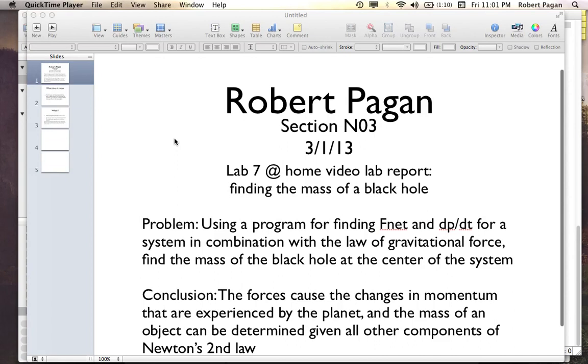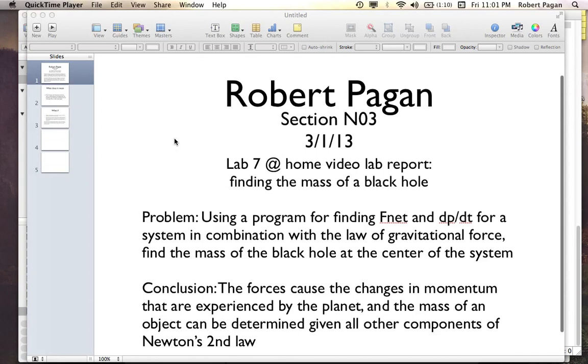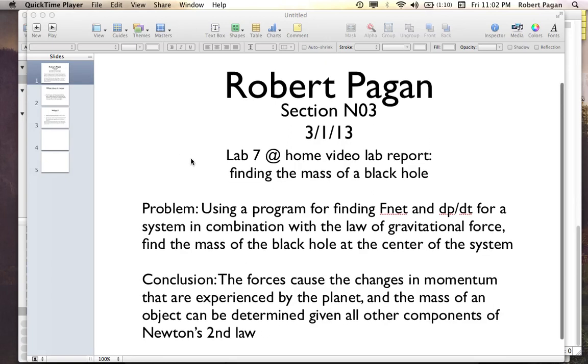This is Lab 7 at-home video lab report, and basically the goal is to find the mass of a black hole using Newton's second law. The problem is to use a program for finding Fnet and dPdt for a system in combination with the law of gravitational force, and with that, find the mass of the black hole at the center of the system. Our result was that the forces cause the changes in momentum. We're going to explain that later, what it means. And the mass of an object can be determined given all the components of Newton's second law.